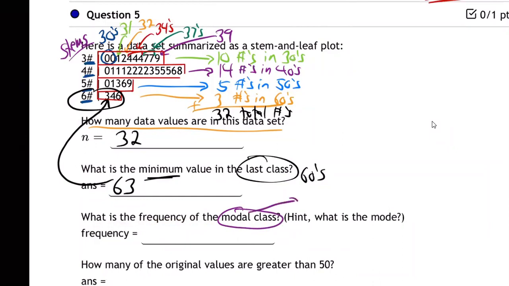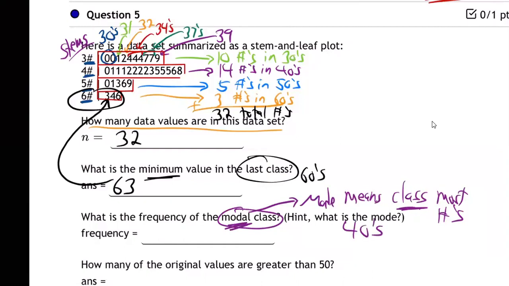The modal class, mode, means the class that has the most numbers. So modal class means the class that has the most numbers. So what is that? That's the 40s, isn't it? See how the 40s is the class? That's the modal class. It has the most numbers.